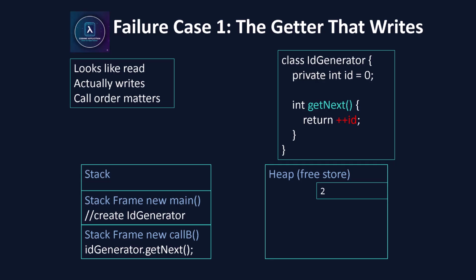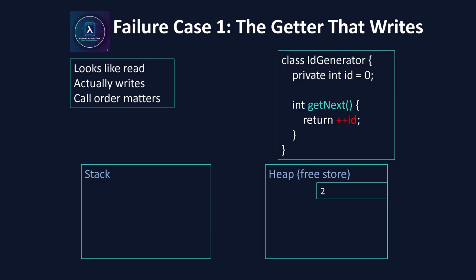The method name implies reading. The body mutates. This is semantic boundary violation. You've hidden mutation inside what appears to be observation. Now behavior depends on call sequence. That increases cognitive load and test complexity. Mutation isn't wrong, but hiding it behind a read boundary is.